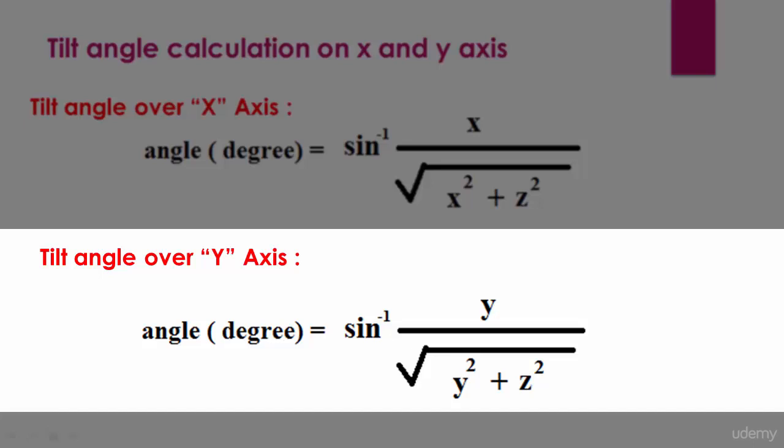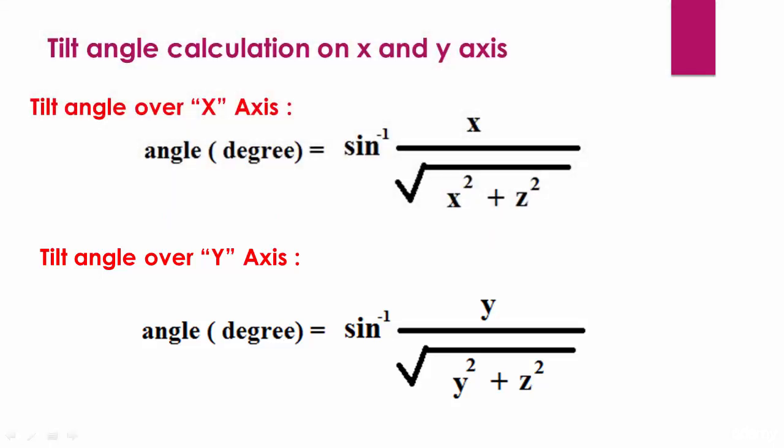Actually you have to take the resultant vector of x, y and z, and the way to take that is square root of x square plus y square plus z square, right? So this is from your basic trigonometry, and if you want to know the tilt angle on x-axis, then you have to replace y by x, right? And you have to take sine inverse of that. Okay, so now let's experiment.